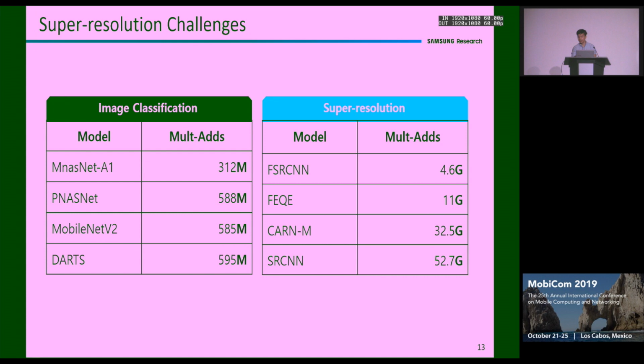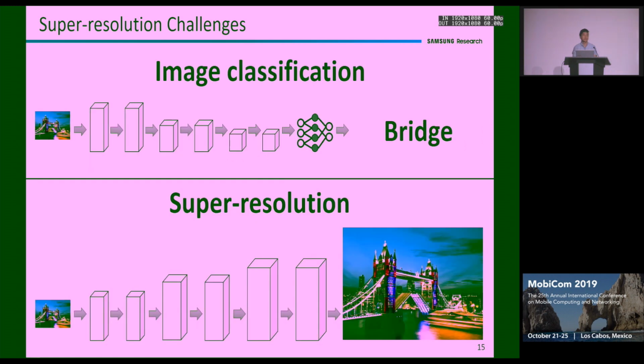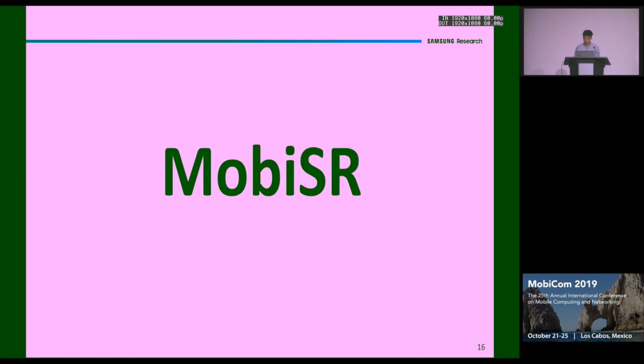Image classification mobile models like your mobile models are small, but super resolution mobile models are orders of magnitude larger. And the reason for this is because these models are upscaling models, so they tend to get larger and larger. This challenge.